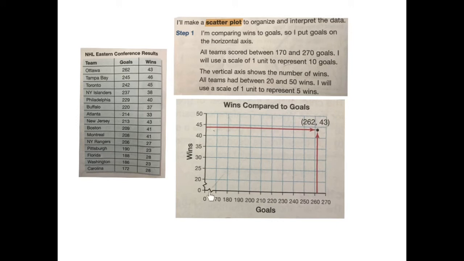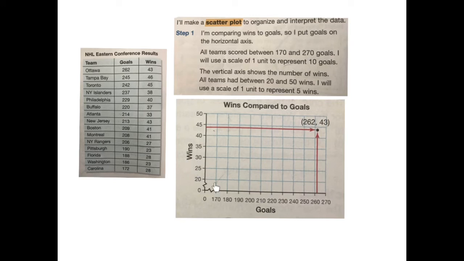The vertical axis shows the number of wins. All teams had between 20 and 50 wins, so I will use a scale of 1 unit to represent 5 wins. So while we're skip counting by 10 along here, going up this way, we are skip counting by 5, going from 20 to 25 to 30 to 35.